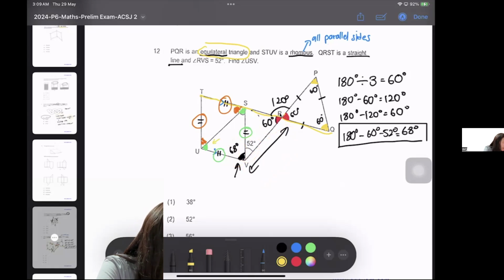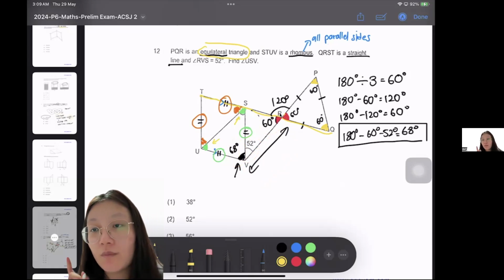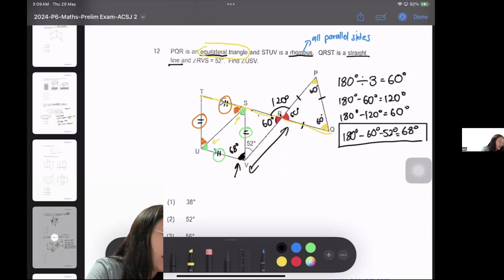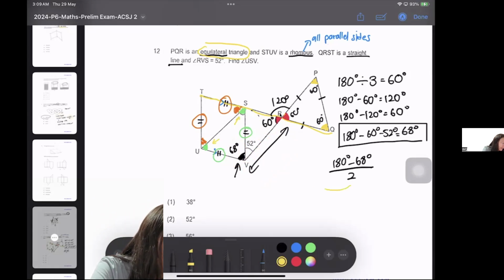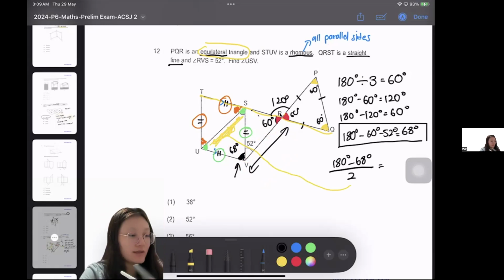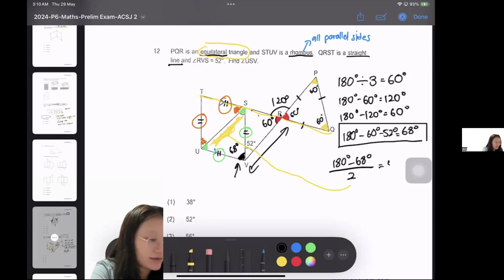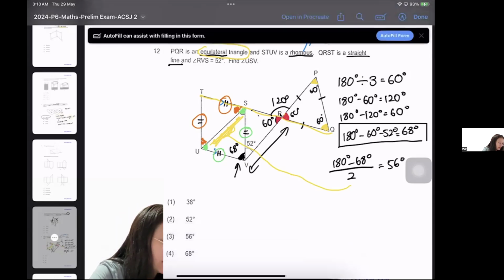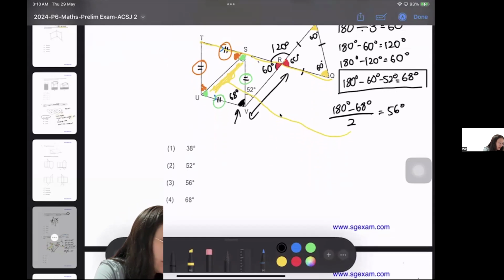Now you need to make use of these two isosceles triangle angles, which basically means that those two angles are the same. So you remember 180 degrees makes up a triangle, right? So 180 degrees minus 68 degrees, then you divide by 2. Why did I divide by 2? Because these two angles are the same, so you divide by 2. If you calculate that, 180 minus 68 divided by 2 gives 56 degrees. So that is your answer, which is answer number 3.